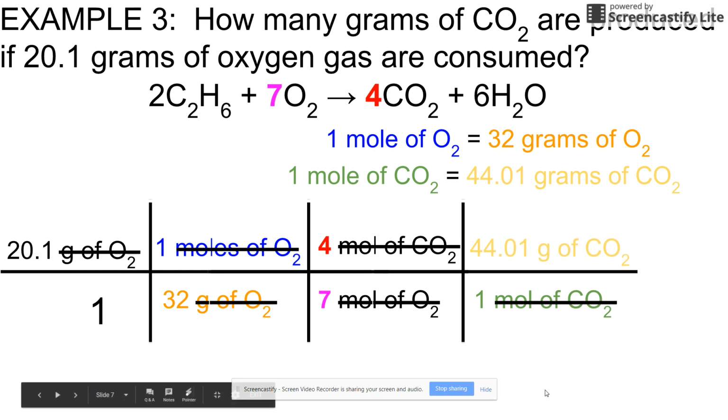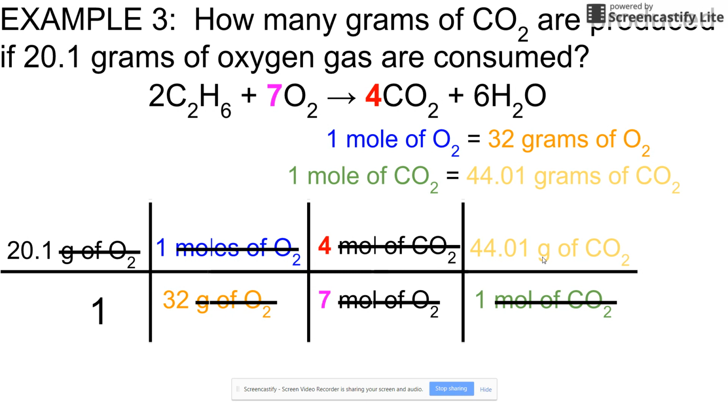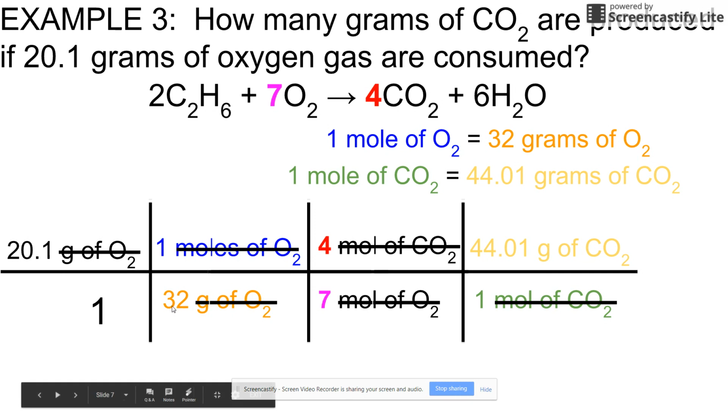These cancel. And then you take 20.1 times 1 times 4 times 44.01. You do the same thing for the bottom: 32 times 7 times 1. You divide the two, and you end up with 16 grams of carbon dioxide.